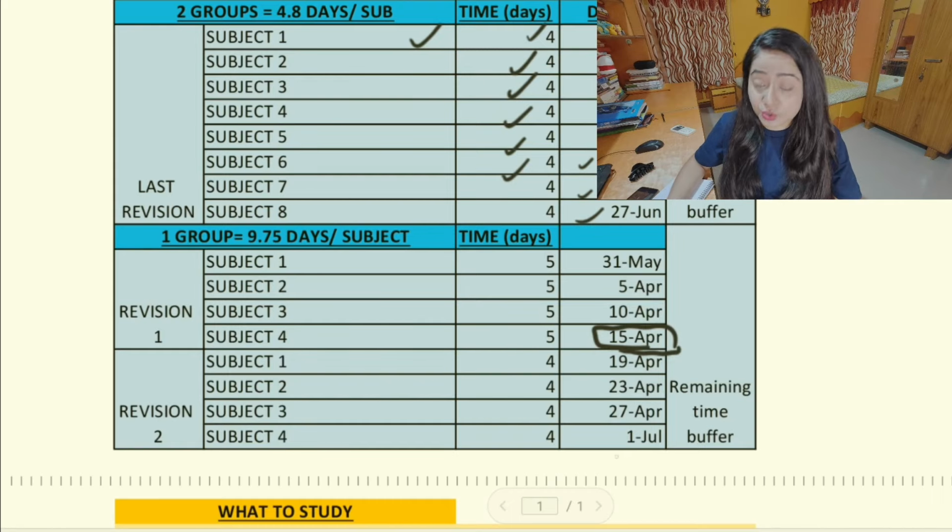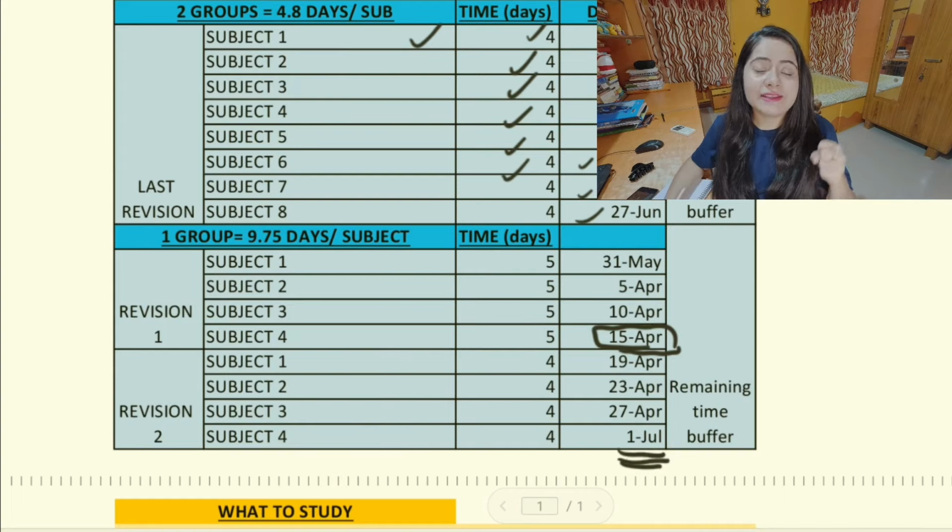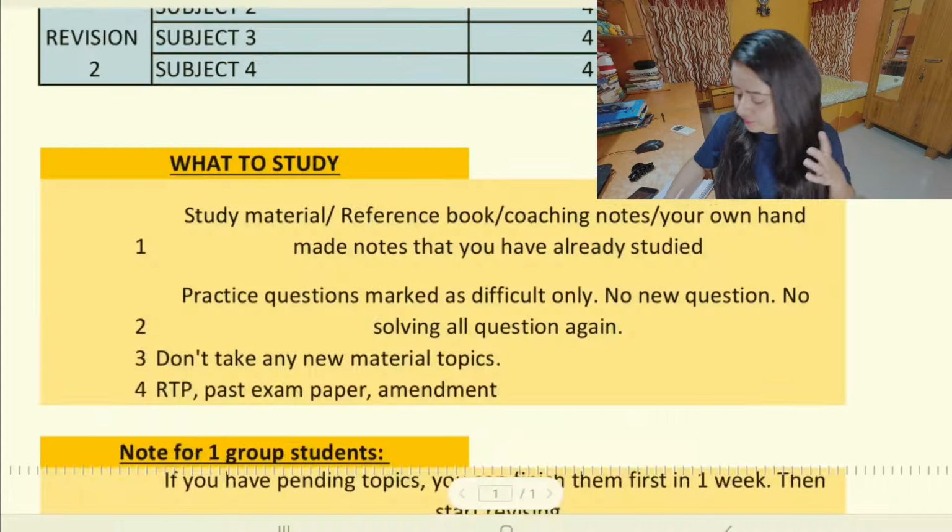Accordingly, your last revision is going to complete by the 2nd of July. Now, even after 1st of July, there are 2 buffer days remaining. So when you're going to execute this plan, these 2 days will be adjusted here or there when you're actually executing the plan. Now let's talk about what are the things that you are going to study.